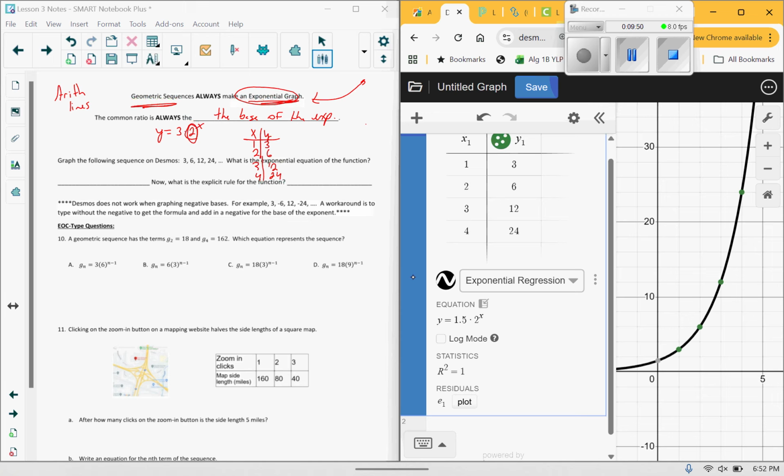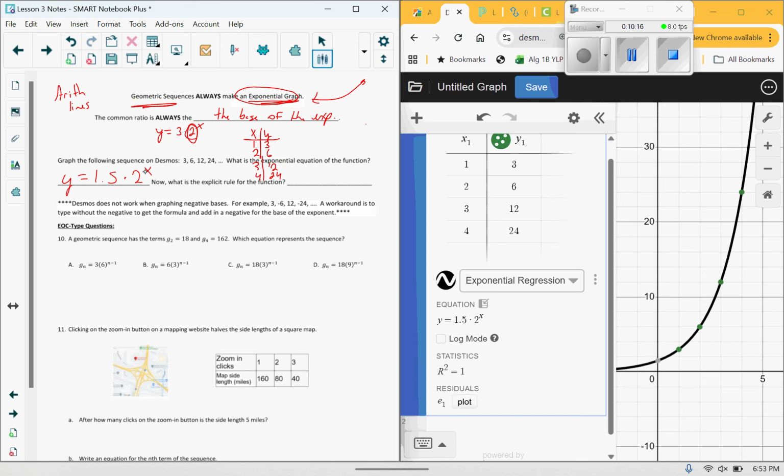Okay, so the formula that Desmos pops out is y equals 1.5 times 2 to the x power. What's nice about this is if you had something gross like that one equation with the fractions a while ago, Desmos will actually help you find that pattern. So remember, it's just the base of the exponent. That's not going to change.